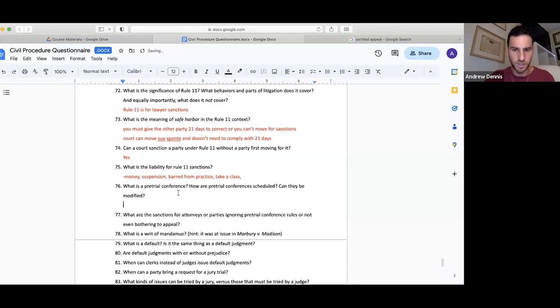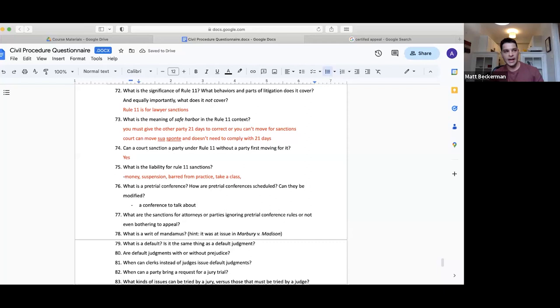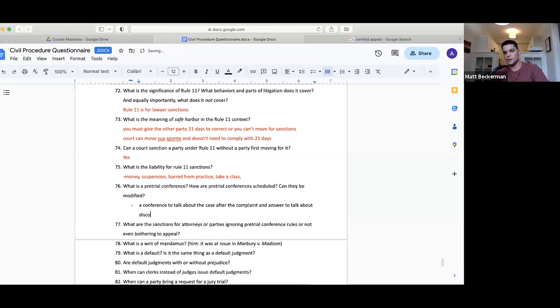What's a pretrial conference? How are they scheduled? Can they be modified? So a pretrial conference is what the parties have to go to after the answer and complaint. They meet with each other and decide, this is how long discovery will take. This is how many depositions, interrogatories. This is what's off limits. This is what's not. This is when the trial will be. And then the judge finalizes that. And it's very hard to modify it after it's finalized.